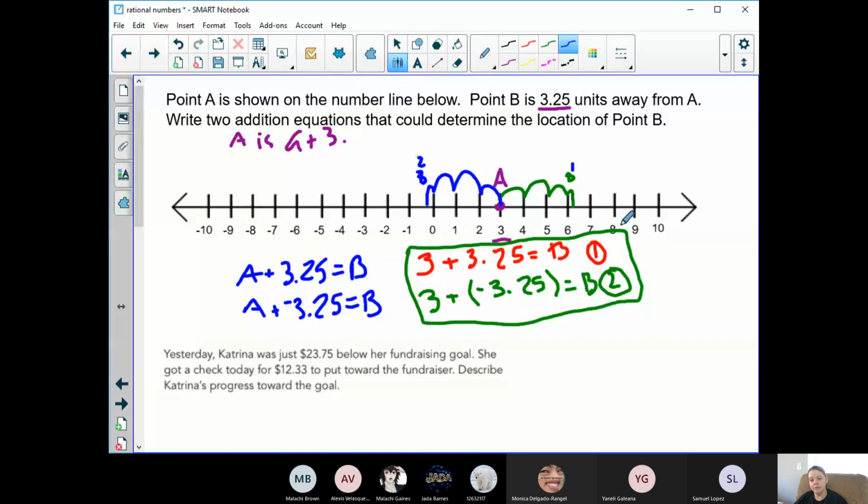So whenever we go over your assignment for today, you will have 3 problems that are just like this, where you're given point A, how far away point B is from A, and you have to write the two addition equations. Okay.